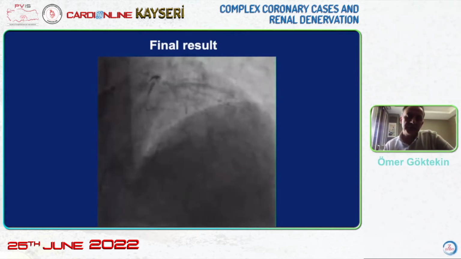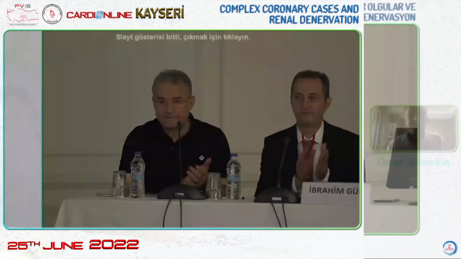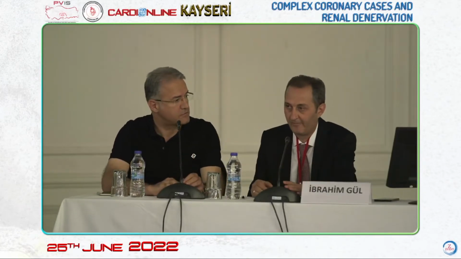Sometimes there can be patients where none of the procedures are working. So three things are very important: POT and re-POT, and the balloon anchoring in the side branch. I think that it's a practical method. And also while we are rewiring, we shouldn't do predilatation. Rewiring, if the balloon doesn't cross, you should have a second wire, and you should balloon through this wire, and it also has many problems. Thank you very much for your patience. Thank you very much.